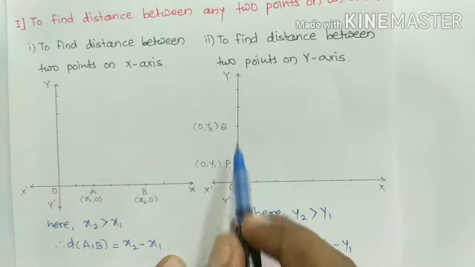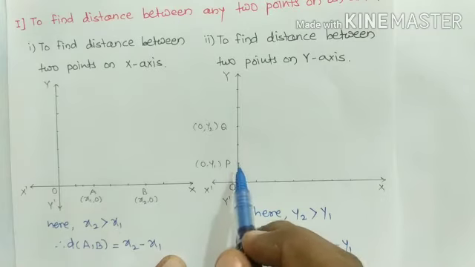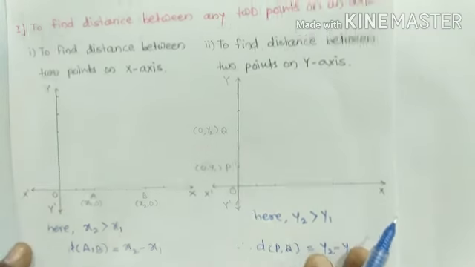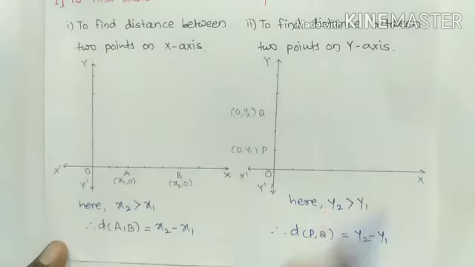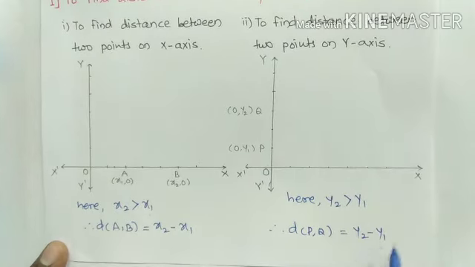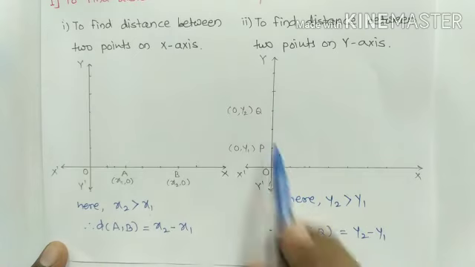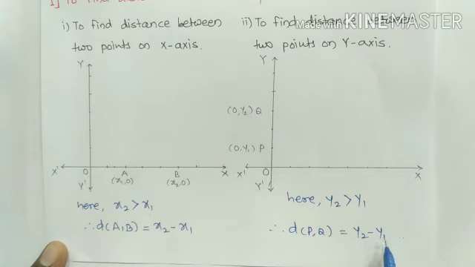So to find the distance between two points on the same axis, we use the same method that we used for finding the distance between two points on the number line. Here it is x2 and x1 if the points are on the x axis, and y2 and y1 if the points are on the y axis. If they are on the y axis, the distance between the two points equals y2 minus y1. And if the two points are on the x-axis, then the distance between these two points is x2 minus x1.